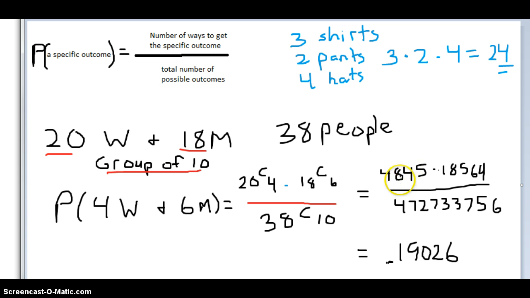Alright, so I put these numbers in the calculator. There's this many ways, 4,845 options to choose a group of 4 women. Multiply that by the number of ways to choose a group of 6 men. That'll give you the total number of ways to get the specific outcome you're looking for, which is 4 women, 6 men, and divide by 38 combination 10, which is that long number, and you get 0.19026.